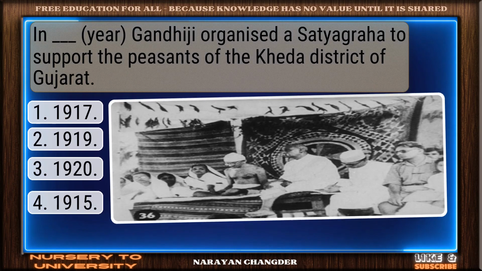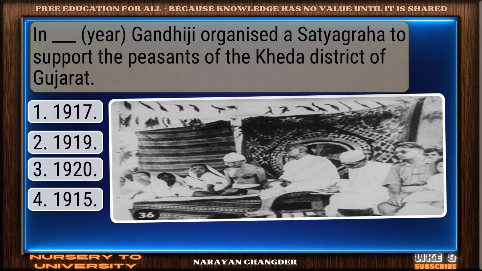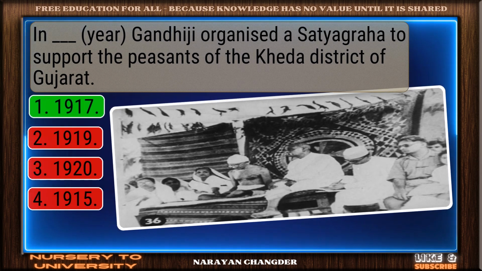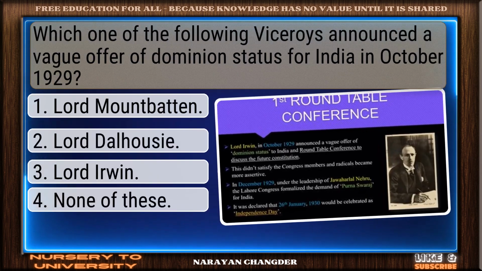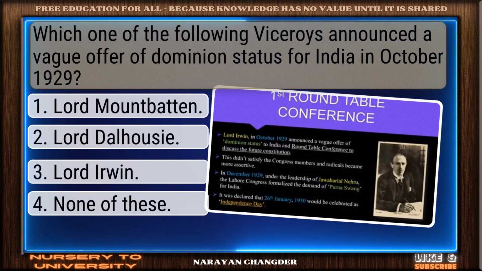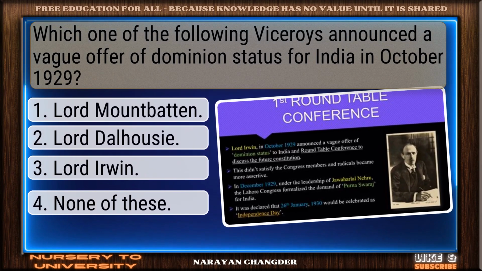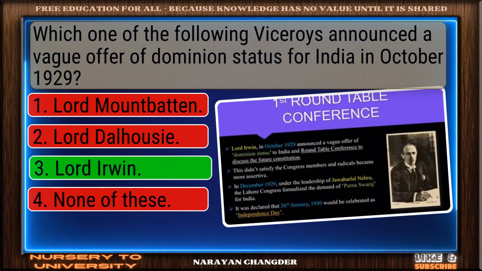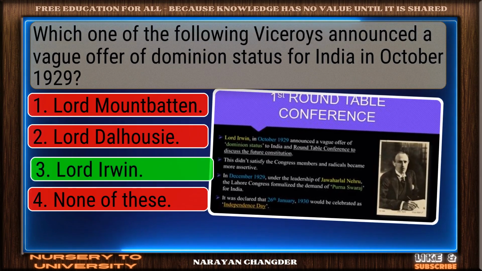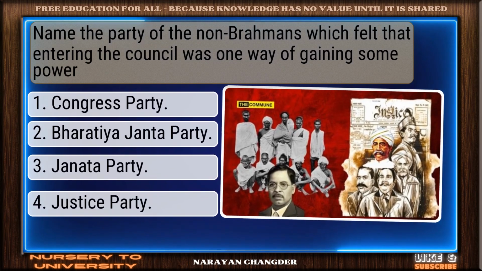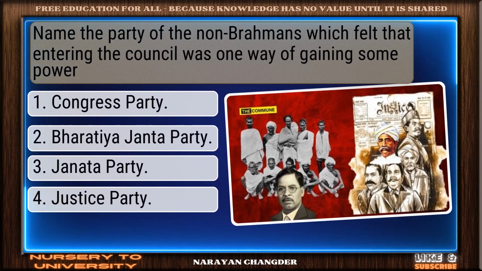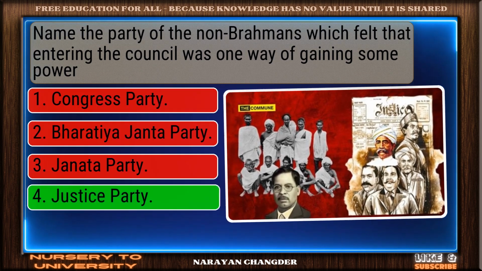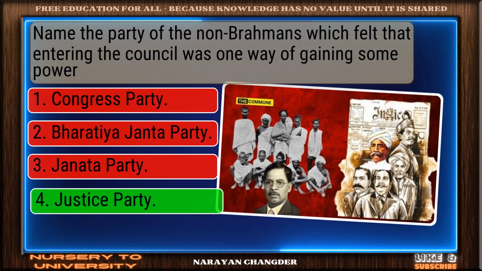In Dash, Gandhiji organized a satyagraha to support the peasants of the Kheda district of Gujarat. Great thinking. 1917 is right. Which one of the following viceroys announced a vague offer of dominion status for India in October 1929? Correct response. Lord Irwin is accurate. Name the party of the non-Brahmins which felt that entering the council was one way of gaining some power. Valid point. Justice Party is true.